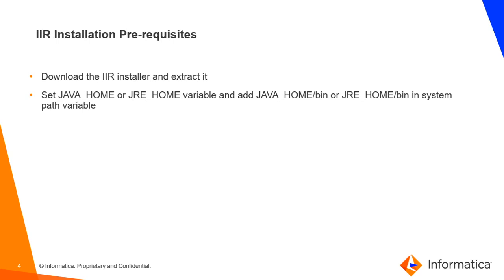What are the prerequisites of IIR installation? First you need to download the installer, which will be given by the shipping team, and extract it. Following that you need to install Java, and you need to set the environment variables in the system path environment variables in the local machine.